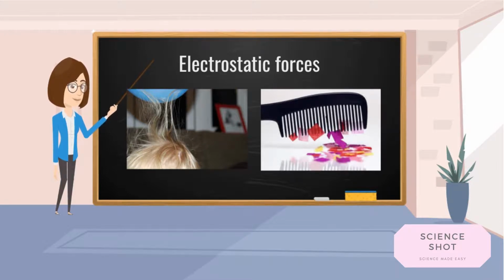When the comb is moved over a bit of paper pieces, the charged comb induces a dipole in the bits of paper and the paper pieces get attracted towards the comb. In these two cases, forces are exerted by a charged body on another charged body. This is called electrostatic force. This force comes into play even when the bodies are not in contact. So, this is a non-contact force.